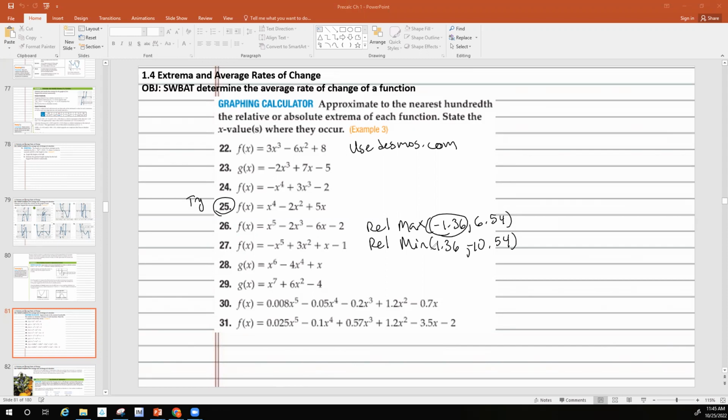These are the x coordinates that we're looking at, where the relative maximum and relative minimum happen. Sometimes they just want to know where it happens, and then you give just the x coordinates. If they want to know how high or how low it gets, that's looking at the y coordinates. All right, and that's number 26.